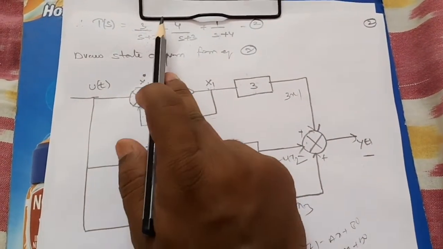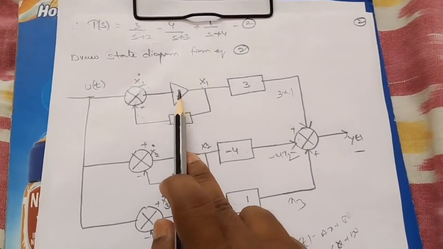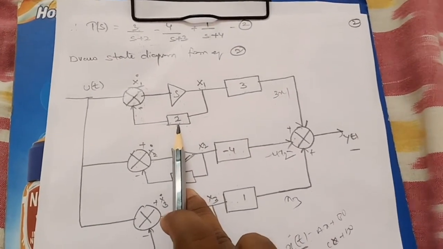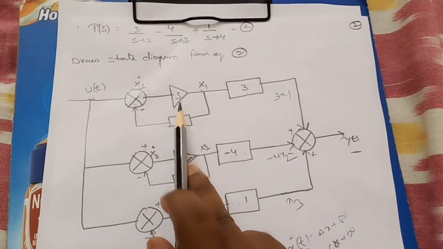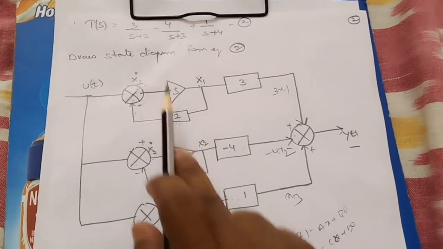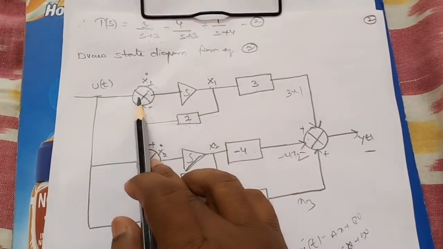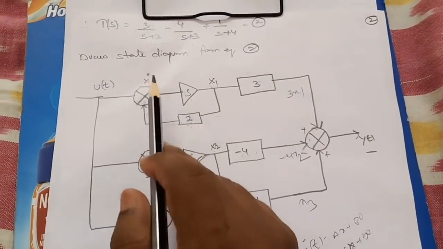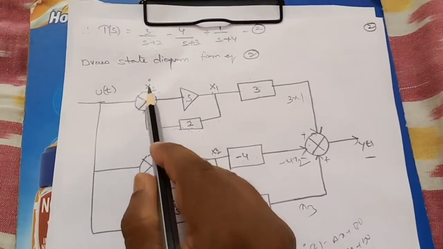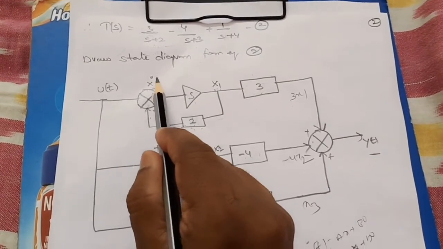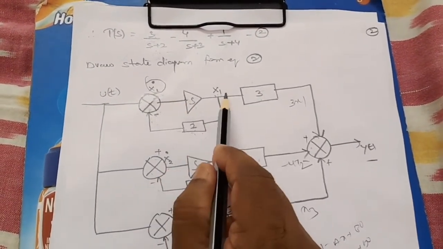So s+2 in the denominator has to be represented using two boxes: one is the integrator and one is the element box. The integrator is common, and in the box you represent the element, that is s+2, as 2. You also use one summing point. Since 2 brought to the numerator becomes minus, you put a minus at this summing point. The output of this summing point is represented as x1 dot. If you integrate x1 dot, you get the output x1.